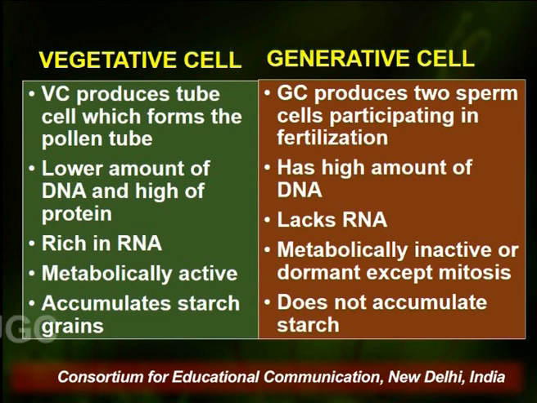There is lower amount of DNA and high content of protein in the vegetative cell, and there is high amount of DNA in the generative cell. Generative cell has high amount of DNA and it lacks RNA, whereas the vegetative cell is rich in RNA content. Vegetative cell is metabolically active and it accumulates starch grains. On the other hand, the generative cell is metabolically inactive, or it remains dormant except at the time of mitosis, and there is no accumulation of starch in the generative cell.